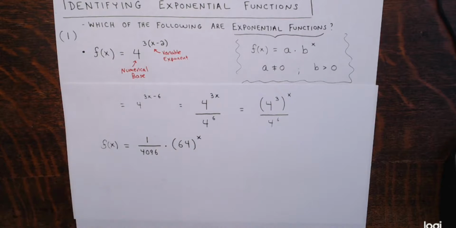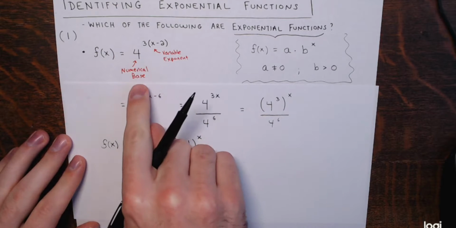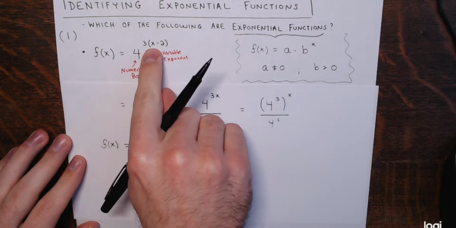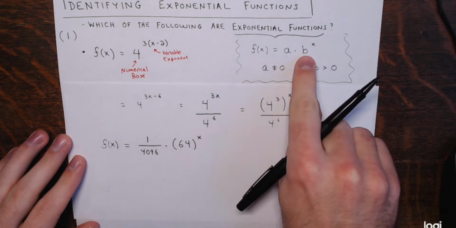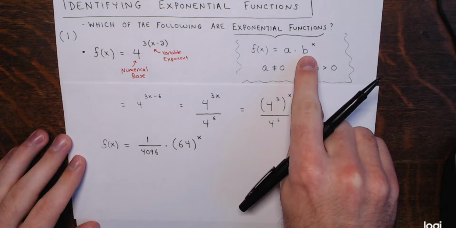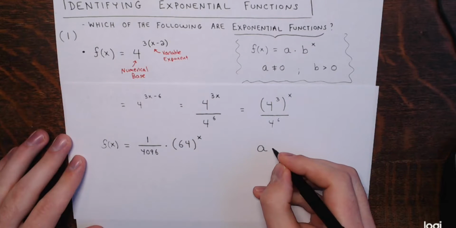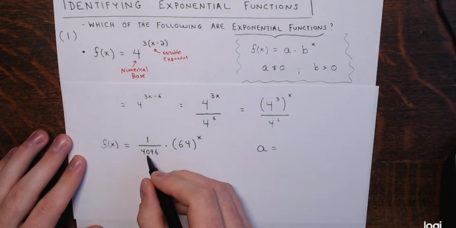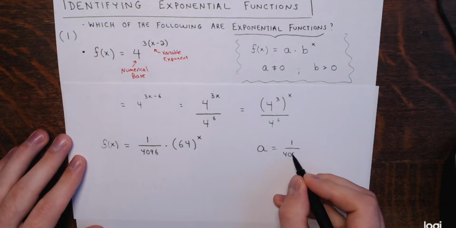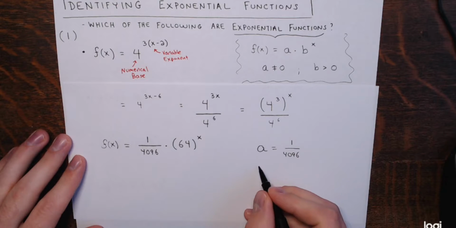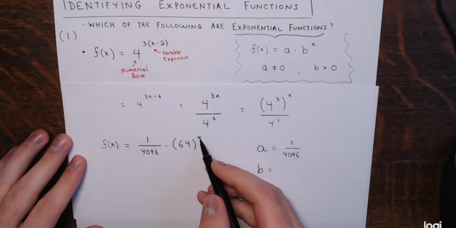And do you see how now I've taken some properties of exponents? I had this numerical base with a power that had a variable in it and rewrote it in this exponential form just to see that it is indeed an exponential function. Right, the value of a, that initial value, is this fraction here, this 1 over 4 to the 6th, or 1 over 4096. And the value of b, that positive base, b to the x, is 64.